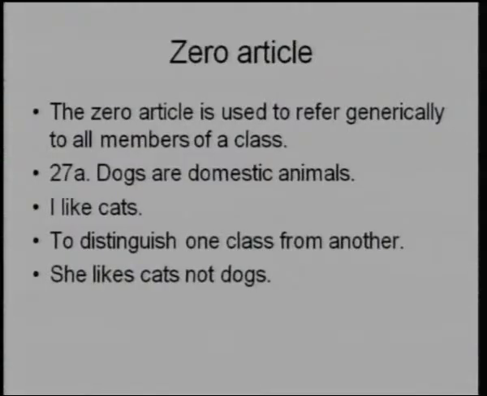Once you distinguish one class from another, you use zero article. She likes cats, not dogs. We don't say she likes the cats, not the dogs, or a cat, not a dog. No. She likes cats, not dogs. But now if you look at the translation, dogs are domestic animals. Once you translate to Arabic, do you find the two languages are of the same system of zero articles, or of definiteness and indefiniteness here? Could you translate dogs are domestic animals?